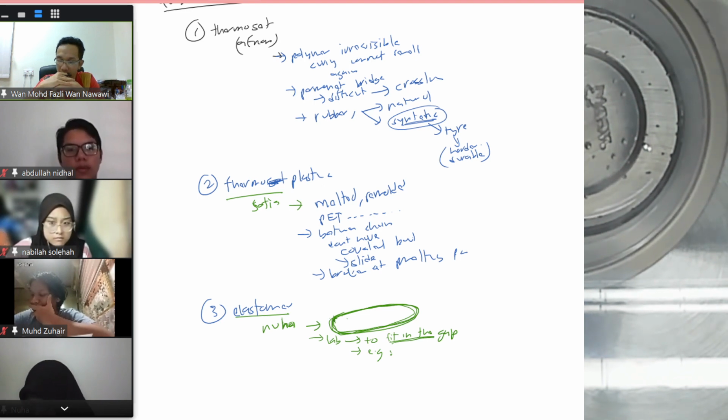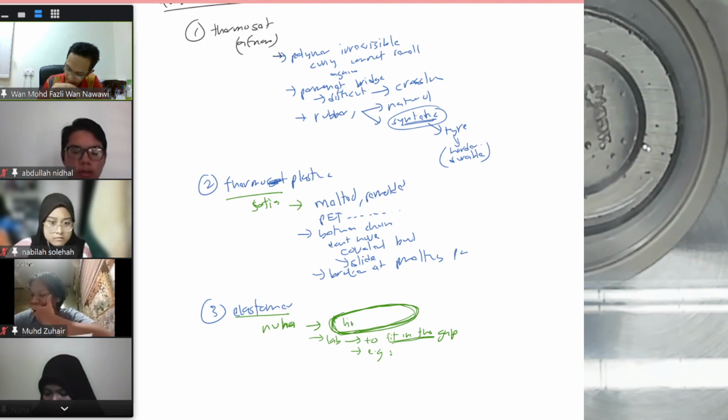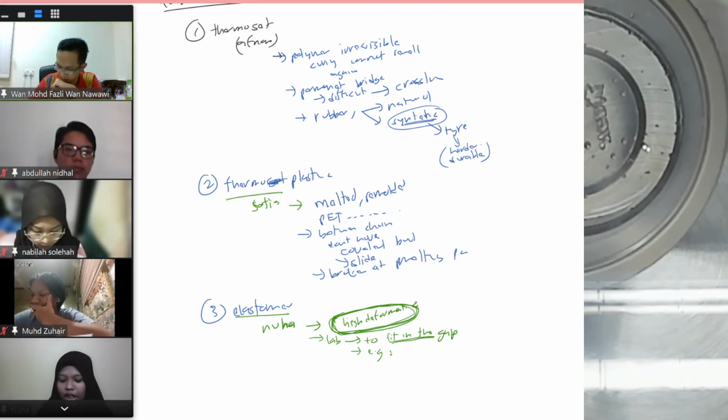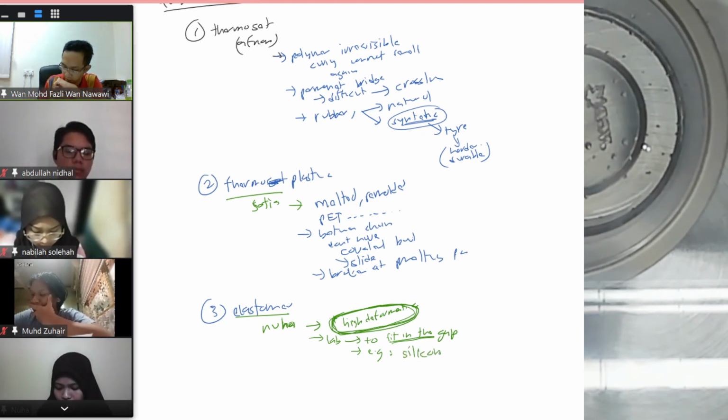It is a polymer with high deformation. High deformation, yes. Okay, elastic. So the example is silicone. Silicone. Okay, thank you, Nuha.